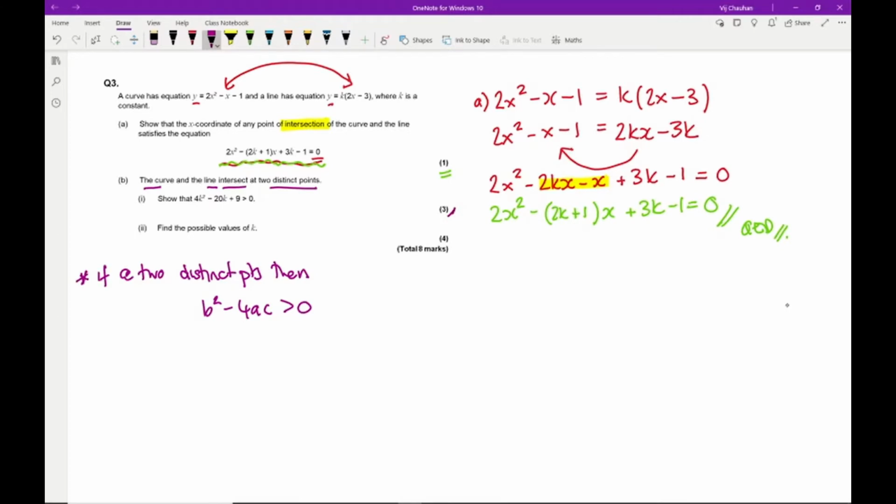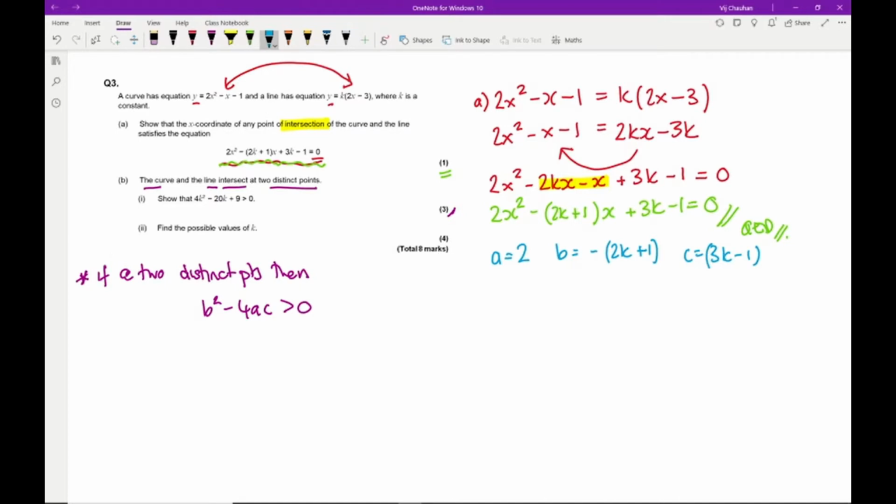So from this, using this, we then want to find our coefficients. So a is the coefficient of x squared, which is 2, b is minus (2k plus 1), and c equals 3k minus 1. If you want to put that in brackets, that's absolutely fine.